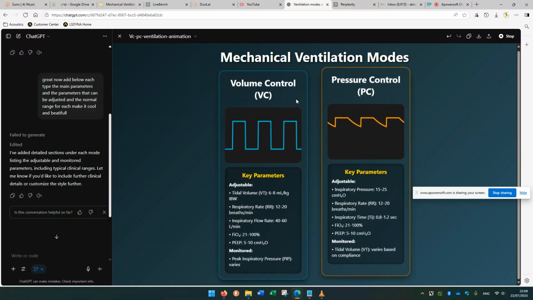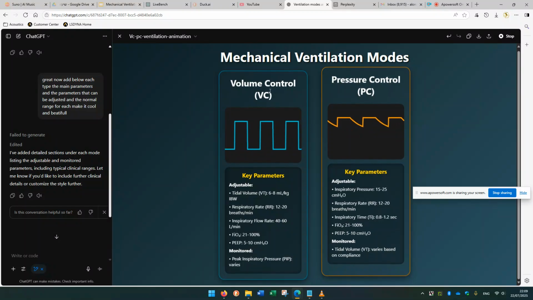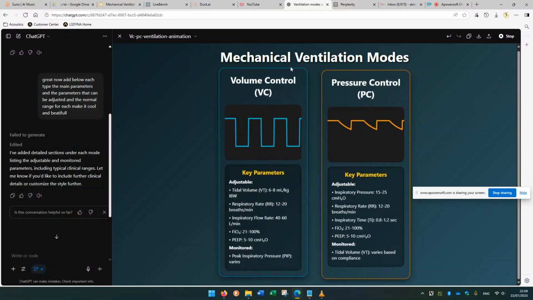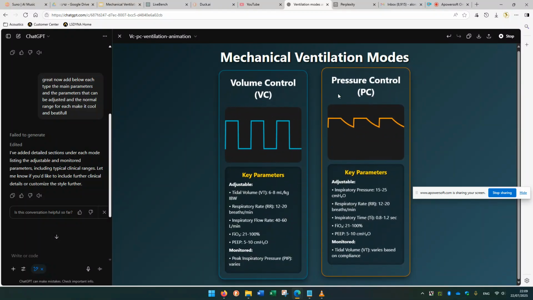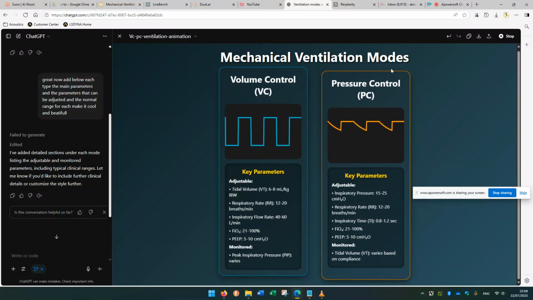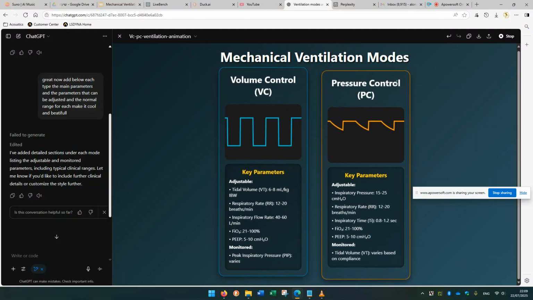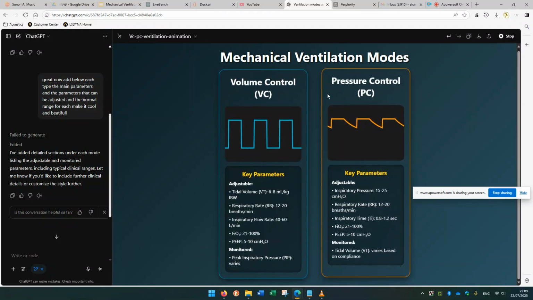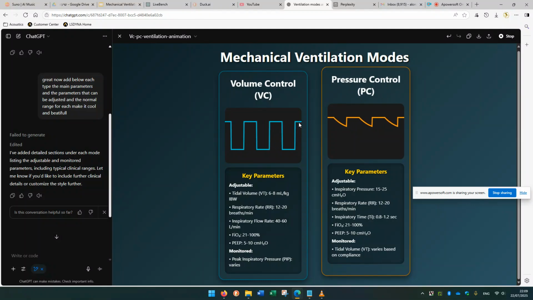So those are the basic two modes for mechanical ventilation. In volume control ventilation, we give the volume, we don't know the pressure, we need to monitor it. And in pressure control ventilation, we give the pressure, we need to monitor what volume the patient will get. Volume control and pressure control ventilations, those are the two basic modes of mechanical ventilation.